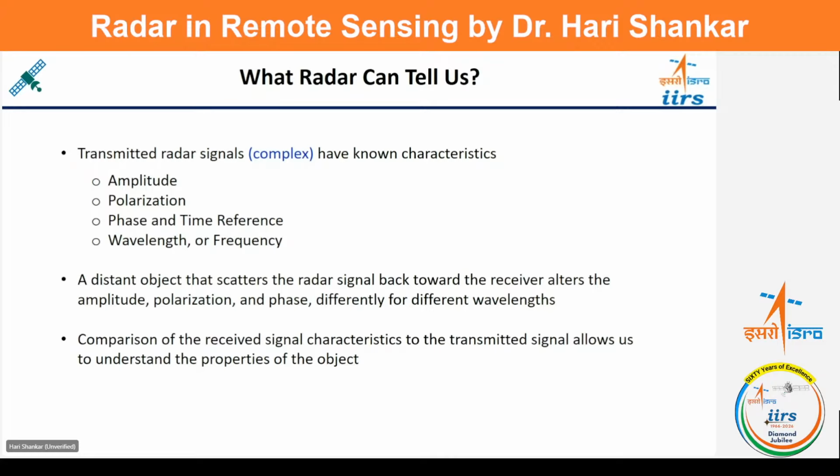And radar basically works in a very simple way. The transmitted signal moves from the satellite, or from the antenna, towards the target side, and then after backscattering it moves again towards the receiver side, and then we observe the amplitude, polarization, phase, and different wavelengths. That is the standard process in radar systems.